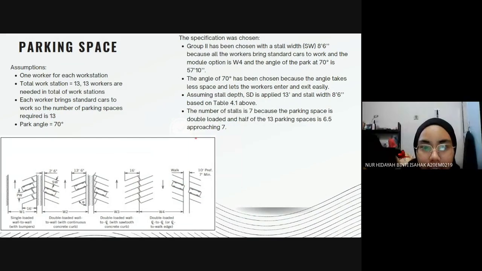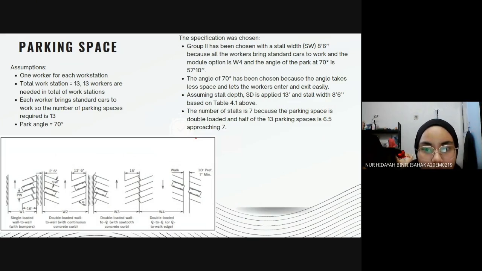In designing the parking space, we base our layout on several key assumptions. Firstly, we assume that there are 13 workers who each drive a standard car to the facility. This number corresponds to the number of workstations, ensuring that each worker has a designated parking spot. Additionally, the design assumes that the parking space will be utilized during standard working hours, with all employees arriving and departing around the same time.